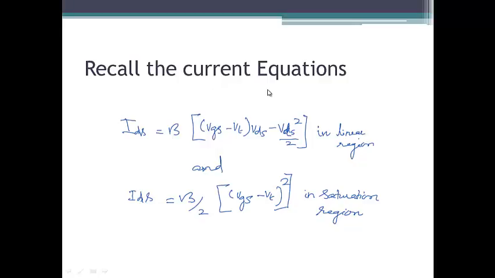Now let us just recall the current equations. We are not using these here, but for analytical work, or in higher classes, we will use these equations. Recall that in the linear region, IDS is given by beta into (VGS minus VT) into VDS minus VDS squared by 2. We have derived it with respect to the N transistor. The same is applicable for the P transistor also. And in the saturation region, IDS is given by beta by 2 into (VGS minus VT) the whole square. If there is time, you will be using these equations for deriving the threshold voltage of the inverter.